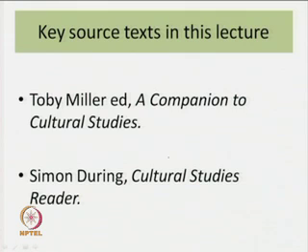So, as always, let us declare the key source texts in this lecture. There are many books, of course, that we can use when we talk about science, technology and culture, or even science, technology and society, but for the purposes of this lecture, I shall be bringing in essays on science, technology and society and culture, which are included, for instance, in Toby Miller's edited volume, A Companion to Cultural Studies, and Simon During's Cultural Studies Reader.